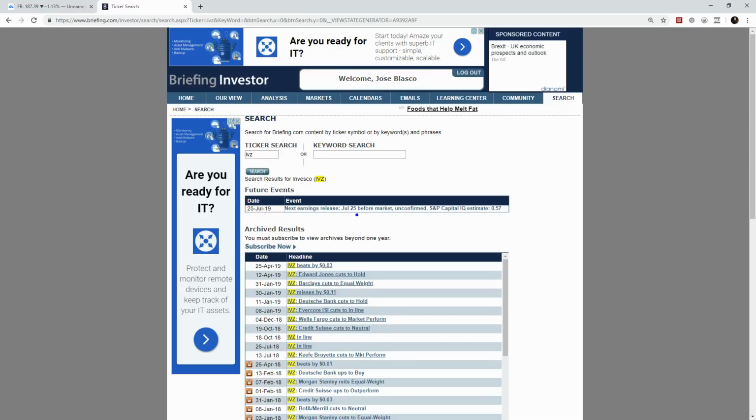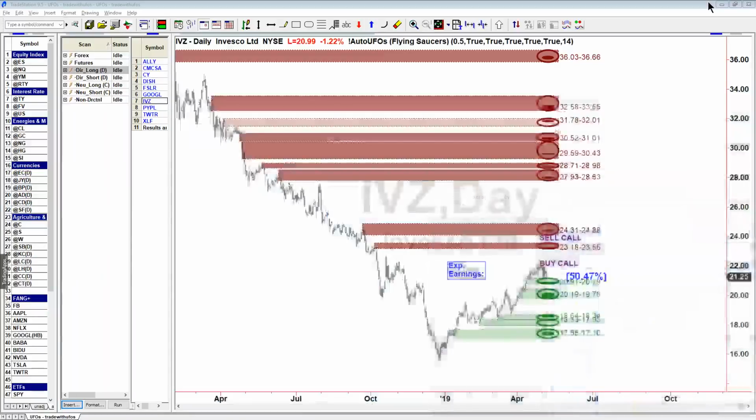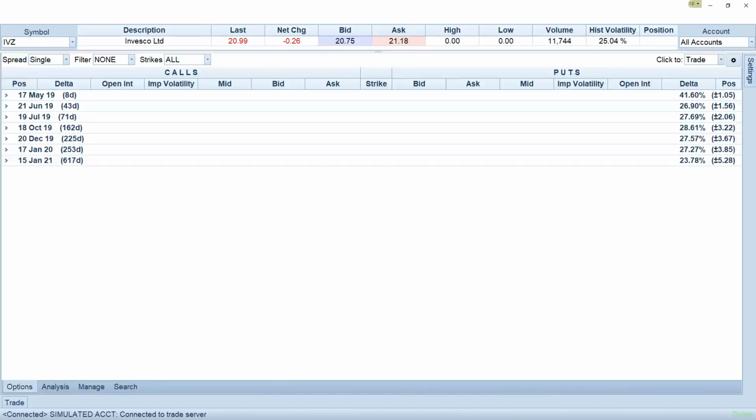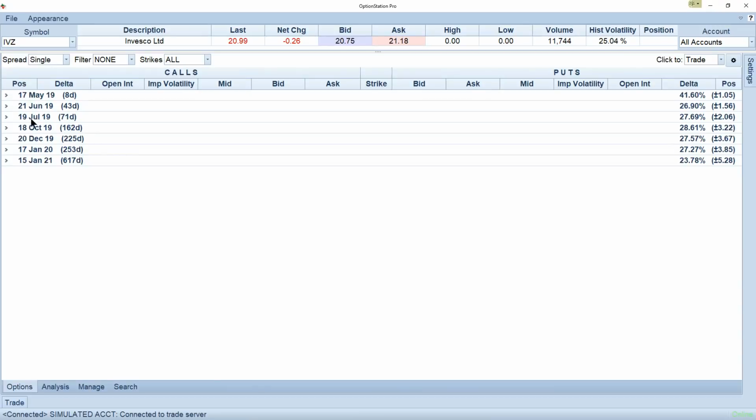Next earnings happening on July 25. This is pretty far away, so not a problem to take this trade. Looking at the chain, we got July 19, October 18. So that July 25, it's kind of lining up with that date. So initially that would be the date that we're gonna use.